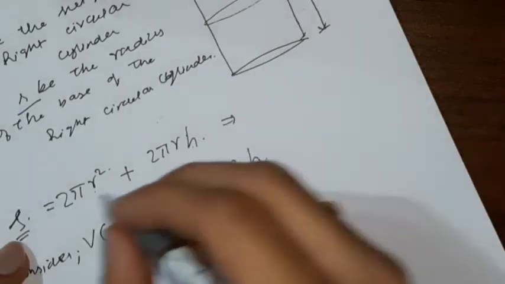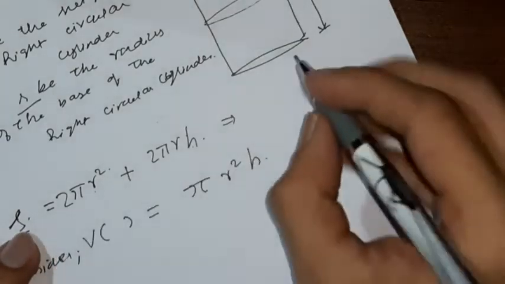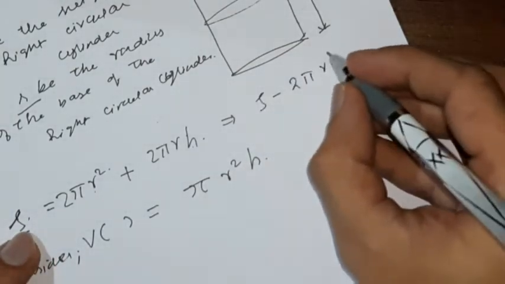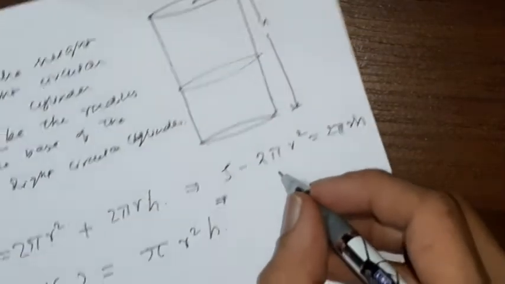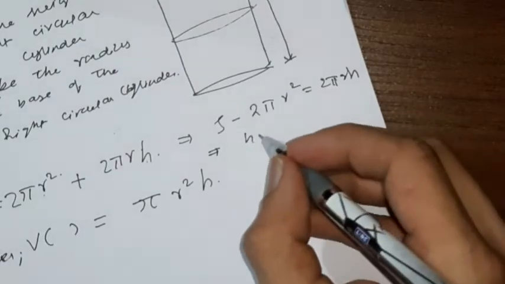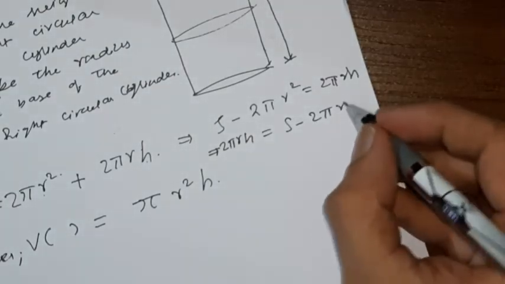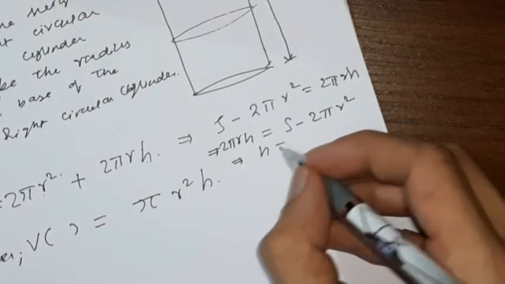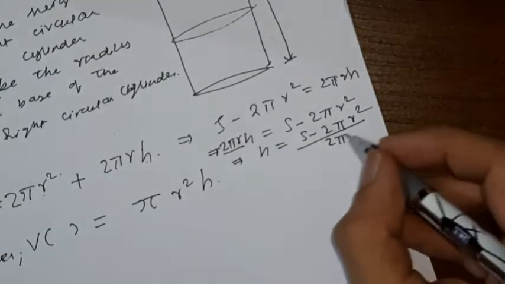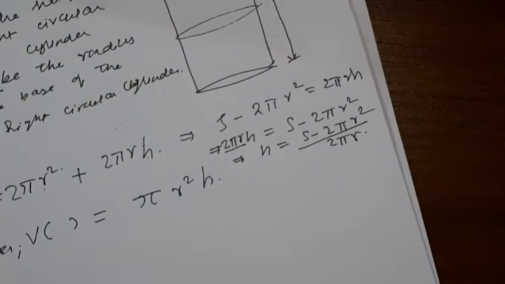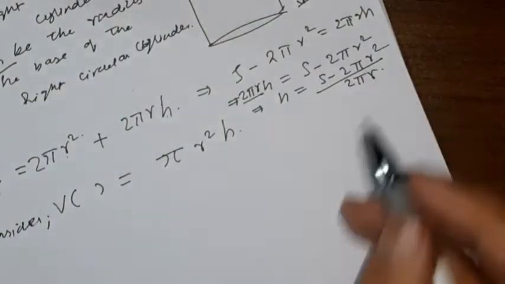If we take 2 pi r square to the other side, you will get S minus 2 pi r square equal to 2 pi r h. So h will be equal to S minus 2 pi r square divided by 2 pi r. This is what we have. So we have written h in terms of r.